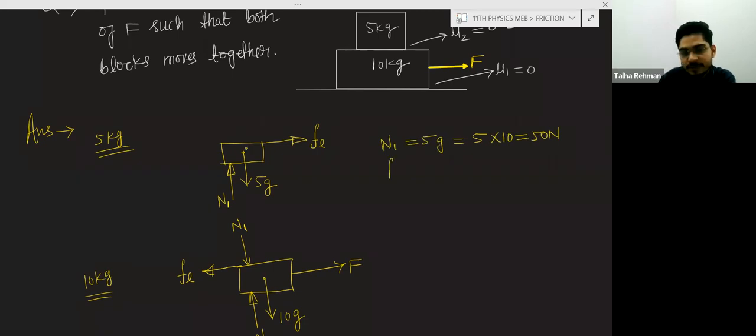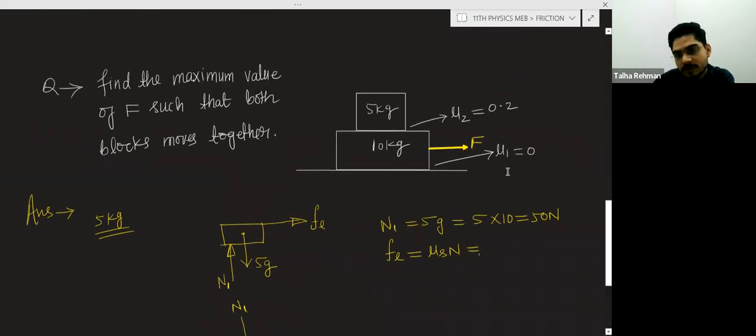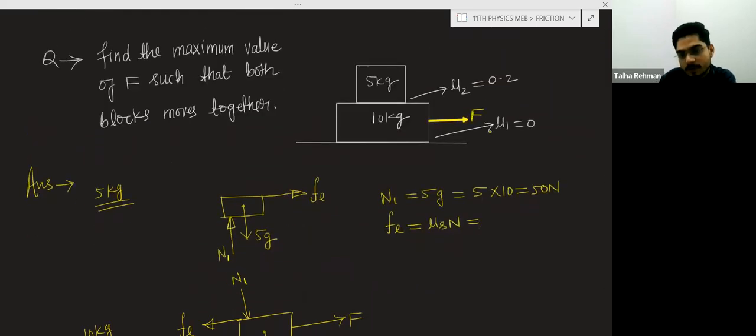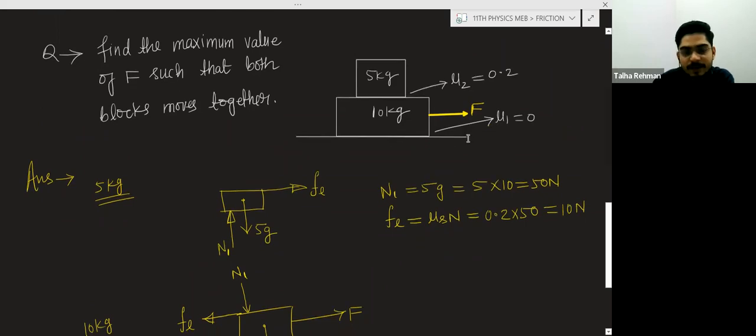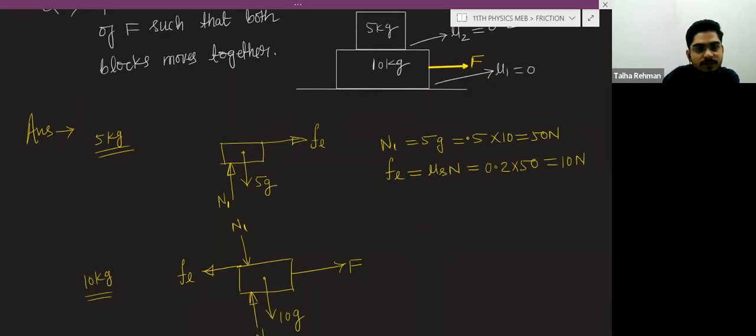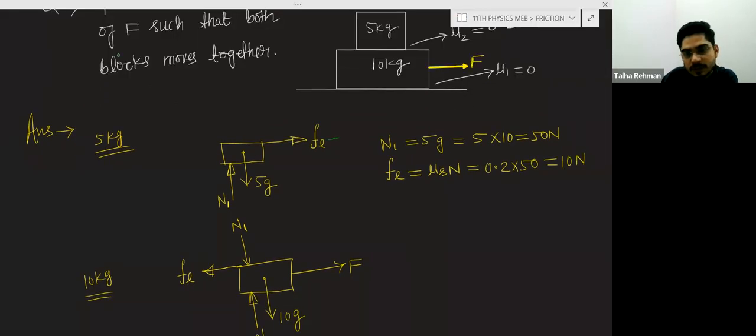And what will be the limiting friction force? Mu s into N. Mu s is given as 0.2. Normal reaction is 50, so it will become 10 Newton. So basically the limiting friction force is 10 Newton. So here also this force will be 10 Newton because they are equal and opposite.